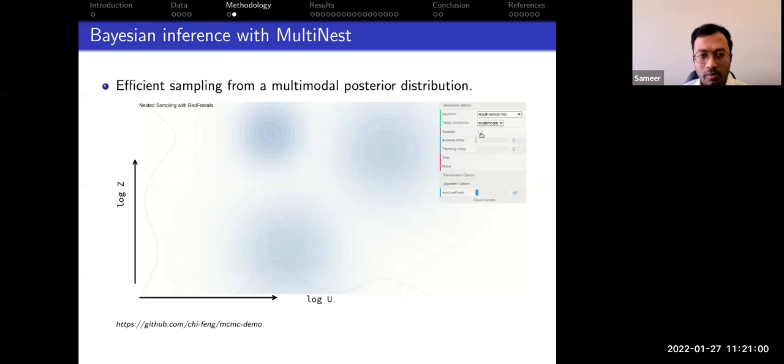So the advantage with MultiNest is that it is unlikely to get stuck in a local minima because it is exploring these different regions in space and then combining them by appropriately weighting them. Whereas with MCMC, it is possible that we may get stuck in a local minima. So to fit the data, we do the inference with MultiNest.